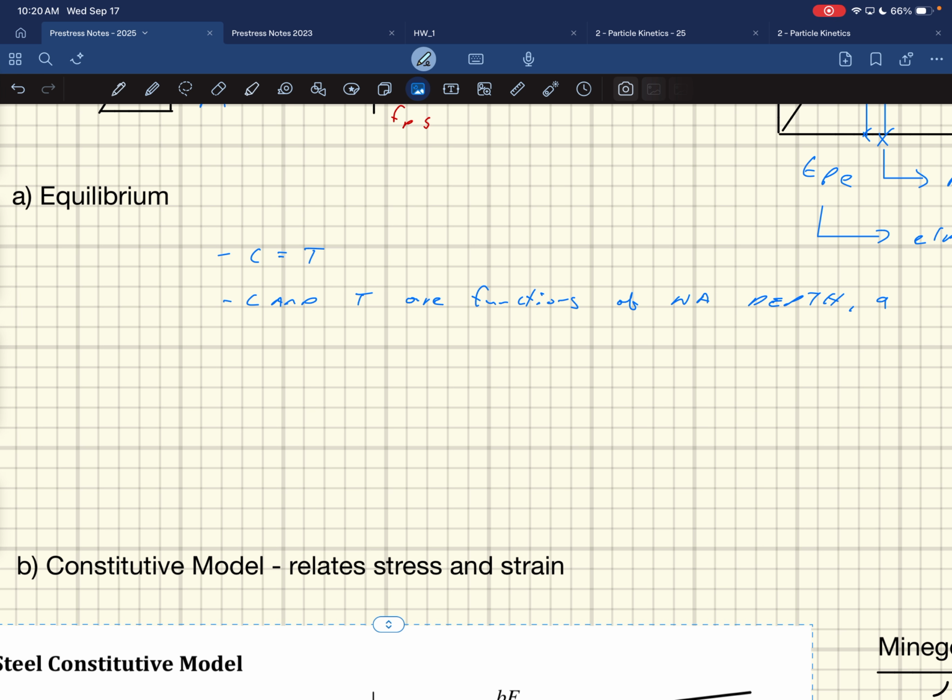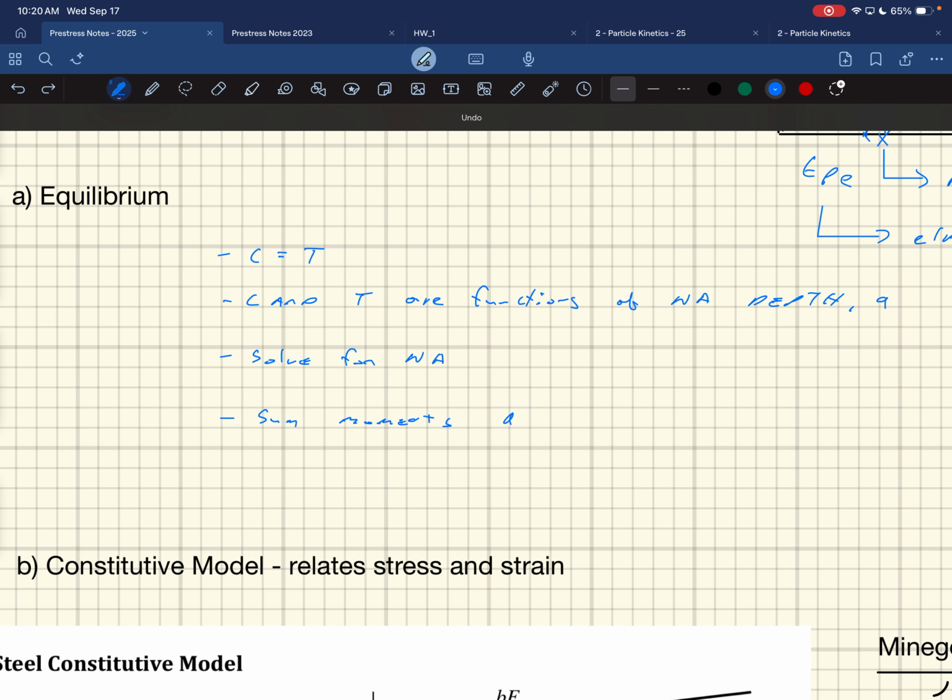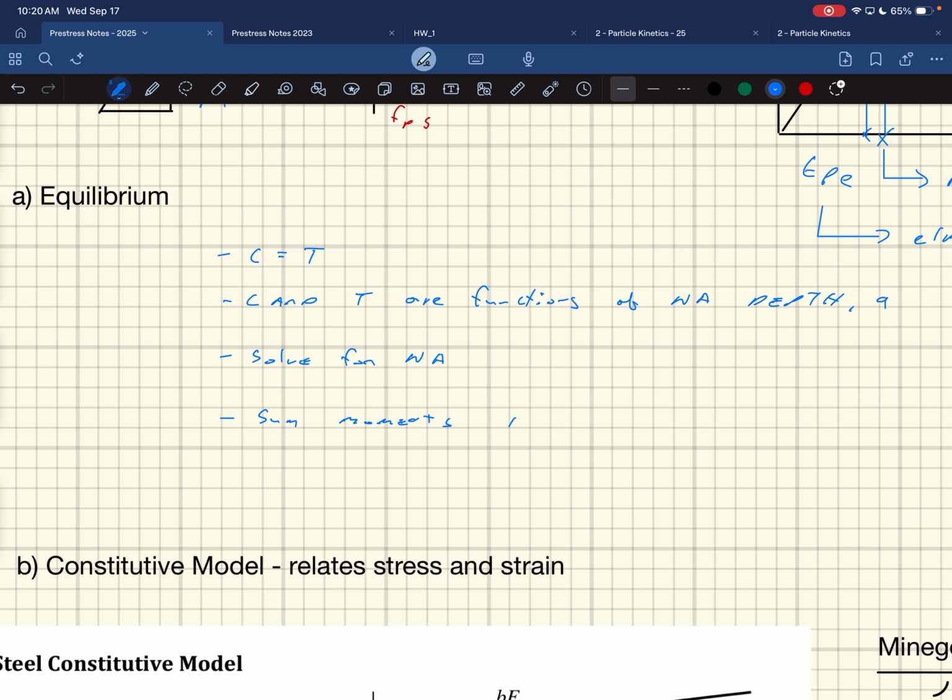Yeah, and then, I mean, that's it. So you set C equal to T, solve for neutral axis, right? Then take moments to get Mn. Those are standard stuff.